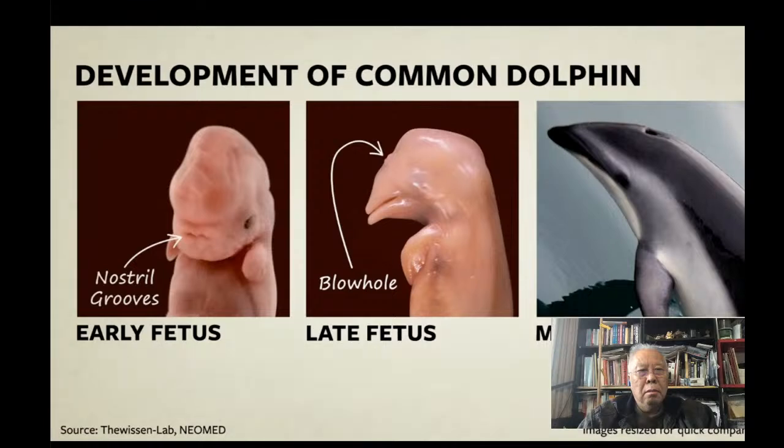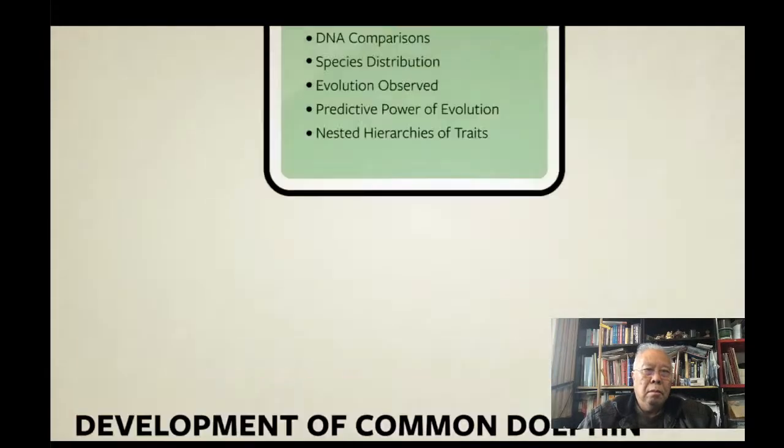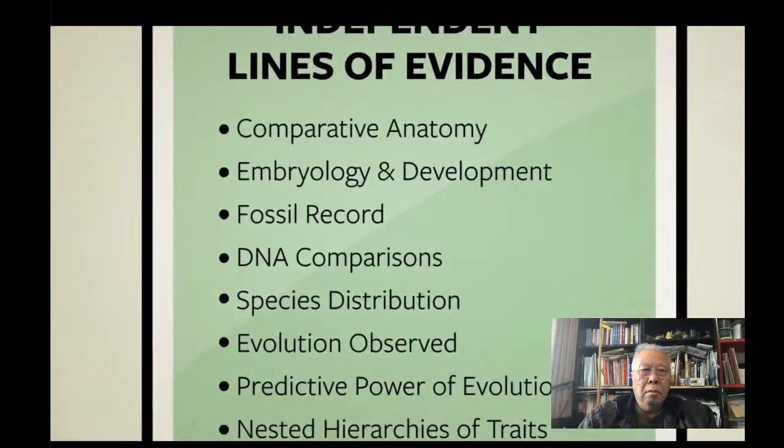So far, we have multiple facts from two independent lines of study, comparative anatomy and embryology, that are both telling us the same story. The ancestors of whales were once four-legged land creatures. Will the fossil record act as a third witness, confirming this idea?